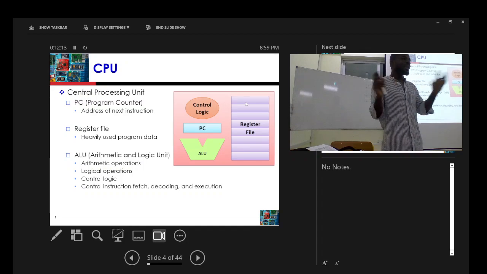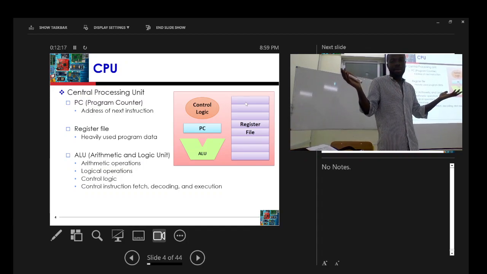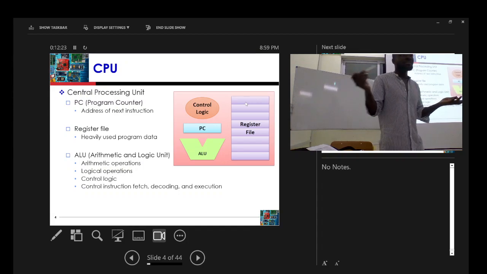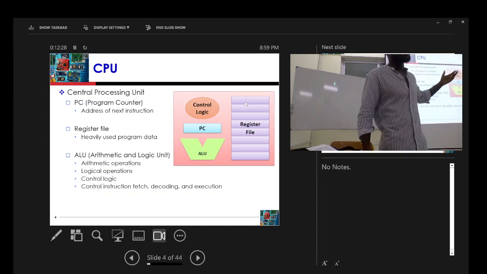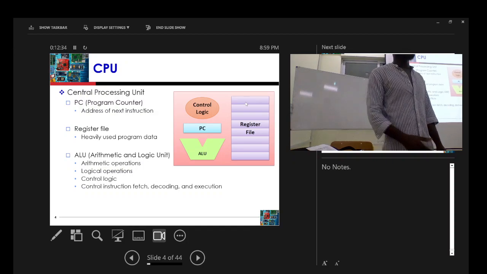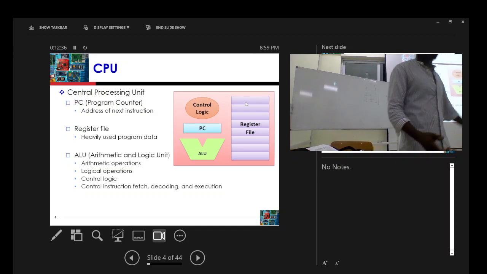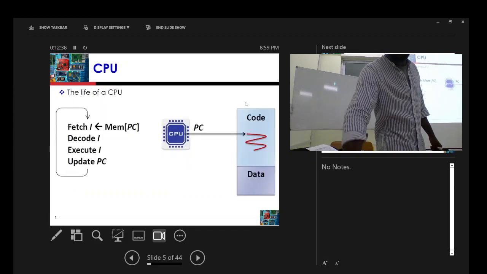Because if there is no component that stores the next instruction, then what will the CPU read? Which location will the CPU read next? That would be an issue. So you store the address of the next instruction in the PC. So the PC in computing is very, very important. Understood? But the rest of the components, we know what they do, right?